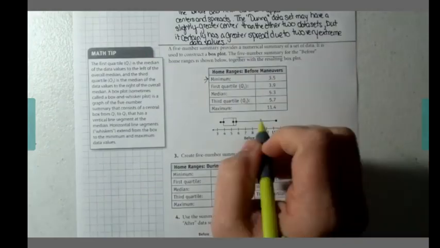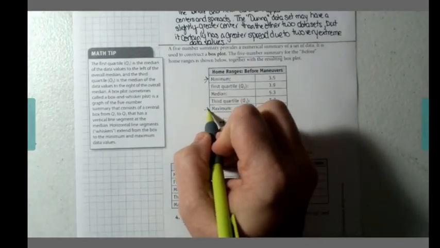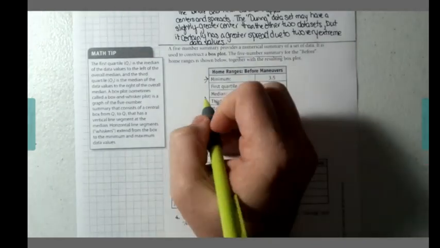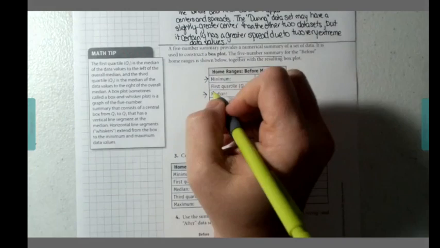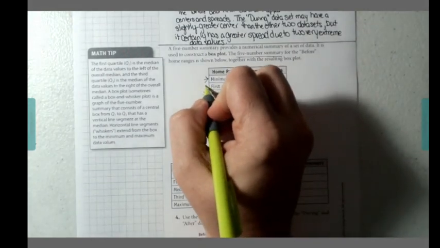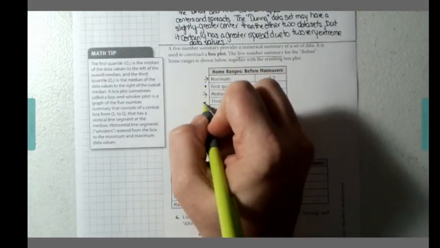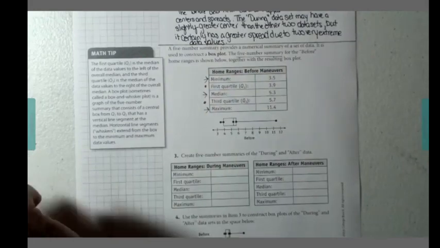A 5-number summary includes 5 specific points. It includes your minimum value. It includes your maximum value. It includes your median, which, remember, in order from least to greatest, is the very middle number. First quartile and your third quartile. Those two are new introduction words, okay?